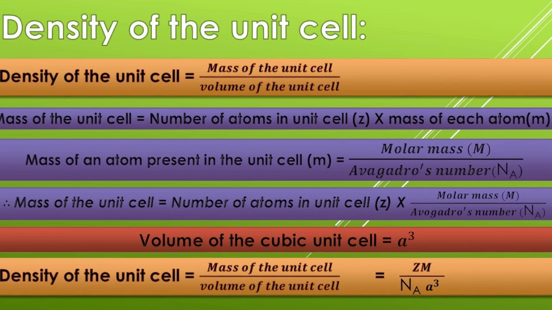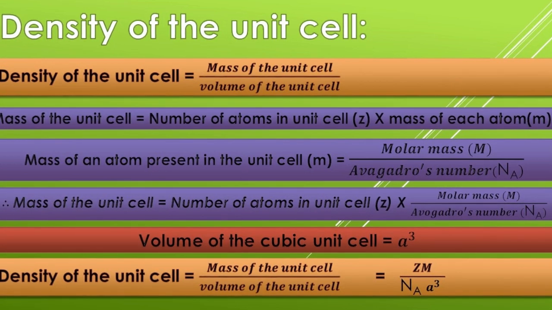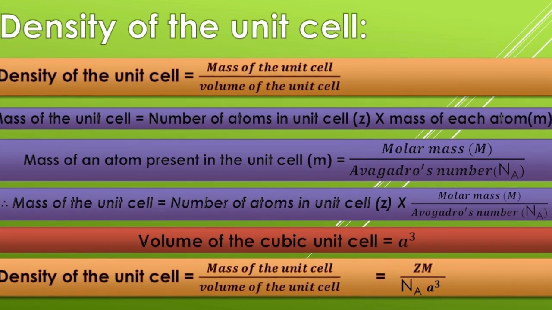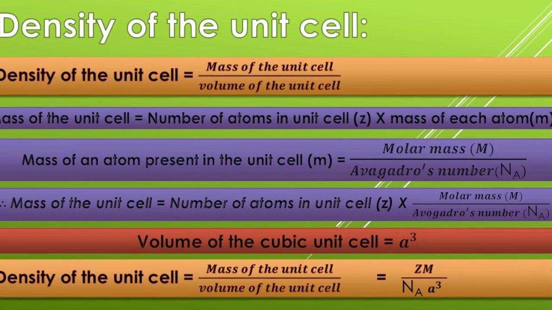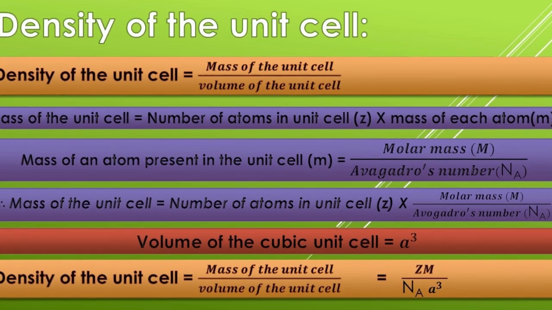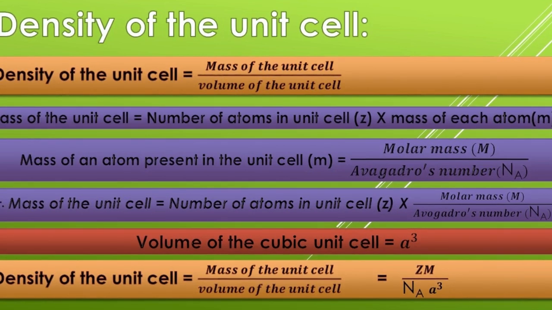We also know the volume of the cube is equal to a cube. So, the volume of the cubic unit cell will be equal to a cube. Now, substitute the mass of the unit cell and the volume of the unit cell in the formula to calculate density. So, density of the unit cell will be equal to Z M by a cube into Na.